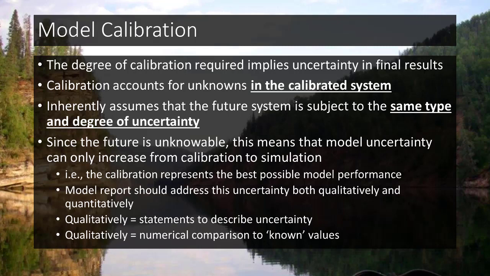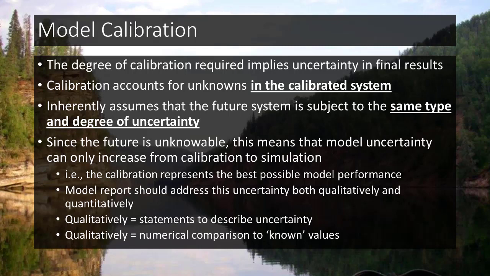So the future is unknowable, which means there's a lot of different things that could happen to the system that you're modeling, whether or not it's even in your model. The best we can possibly do is account for those known changes, but even with those known changes, that means that our calibration coefficients are not necessarily valid, or at least not going to be exactly the same as they were in the past.